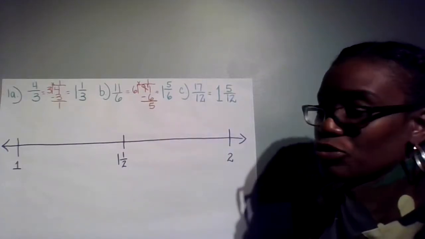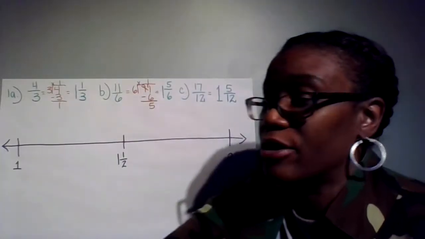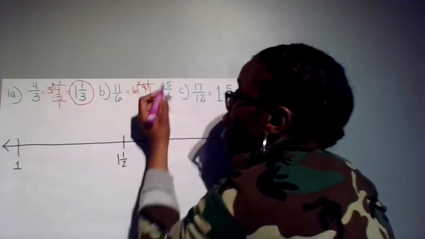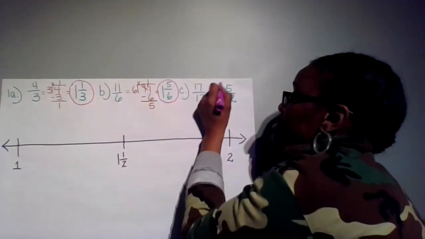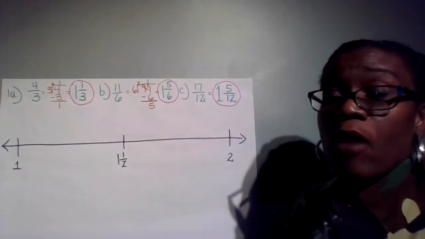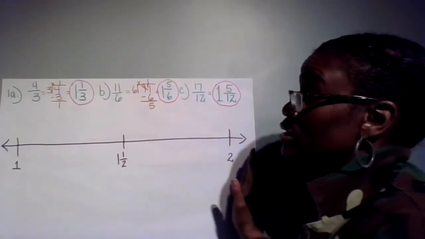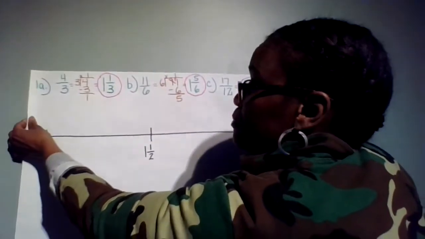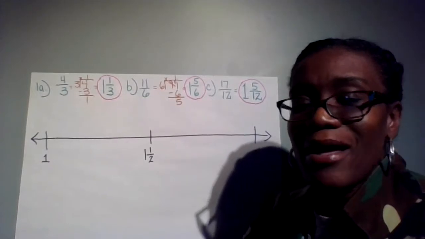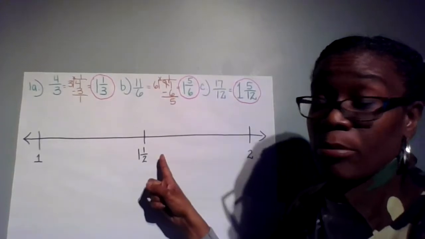So what we want to do now, and I'll circle it or underline it, let me find a different color. Now we're going to plot 1 and 1/3, 1 and 5/6, and 1 and 5/12 on our number line. Now, in order to do this, I am going to use 3 different colored markers, because I don't want you to get confused. We only have one number line.